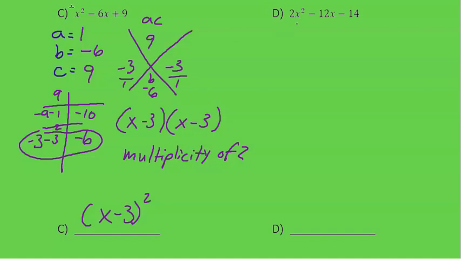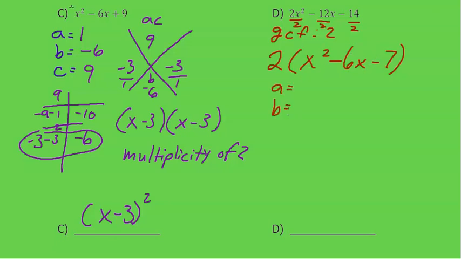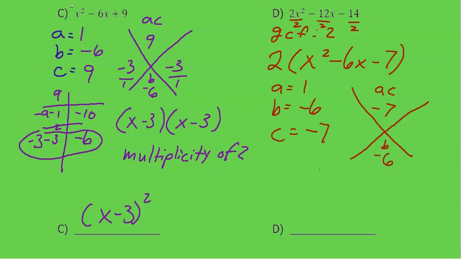Let's look at D. 2x squared minus 12x minus 14. This one has a GCF of 2. So that means we could divide each of these terms by 2. So then we have 2 parentheses x squared minus 6x minus 7. So this is going to be your new expression you're going to factor. So let's identify A, B, and C. A is 1, B is -6, and C is -7. Draw out your x. AC is -7, B is -6.